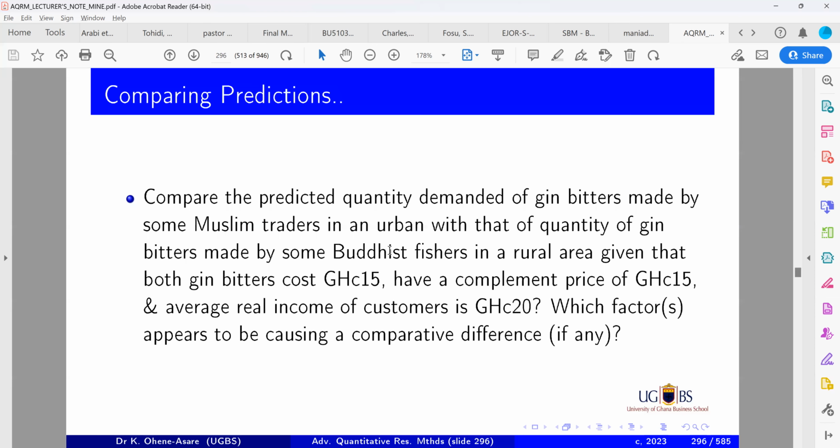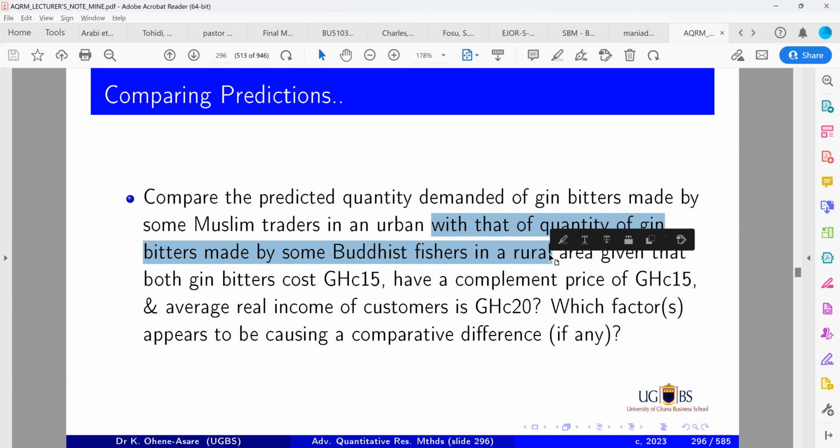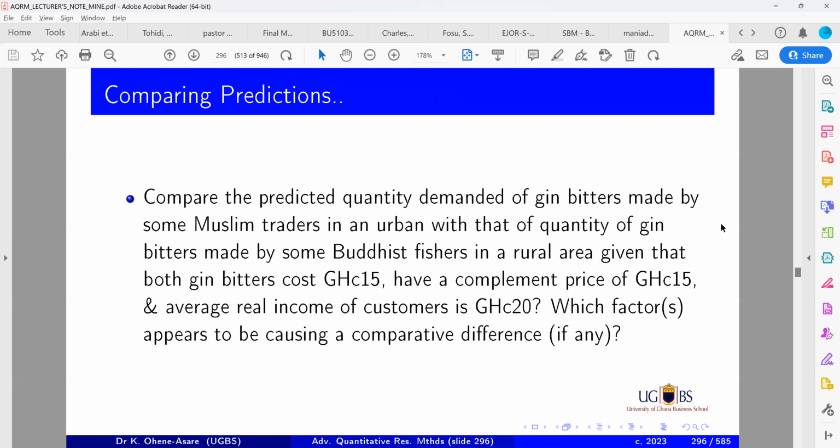The second scenario is that you are comparing this thing with that of the quantity demanded made by some Buddhist fishers in the rural area. So the religion has changed. The occupation has changed from trading to fishing. The location has changed from urban to rural. How do you plant this?